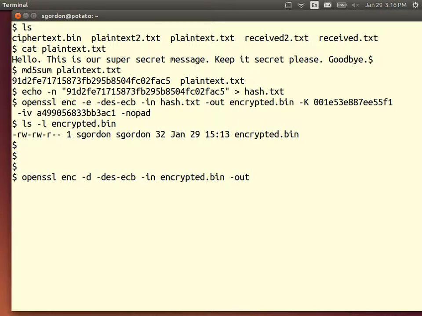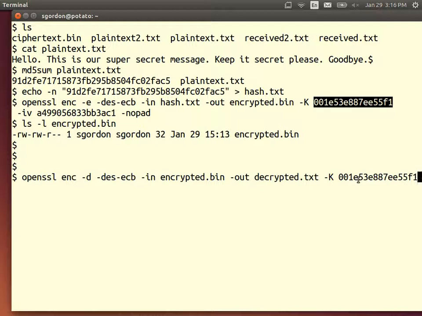This is taking the encrypted hash value, and as the output, let's call the output decrypted. We'll look at it in a moment. What key do we use? We should use the same key that we used to encrypt, and the same initialization vector, though that's not so important.